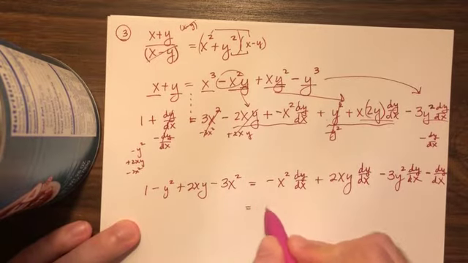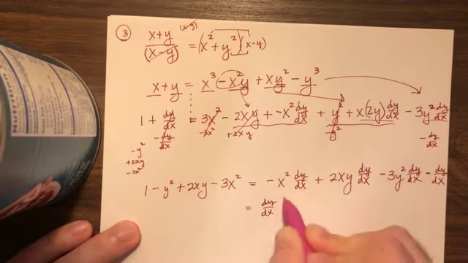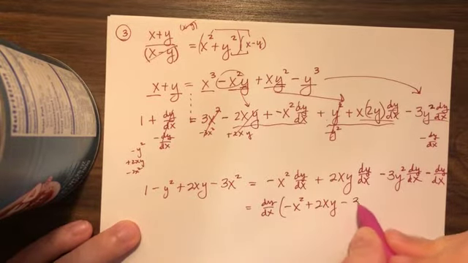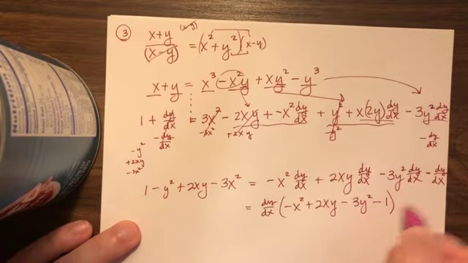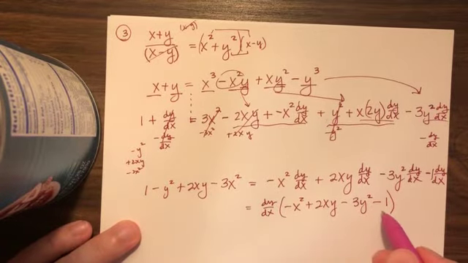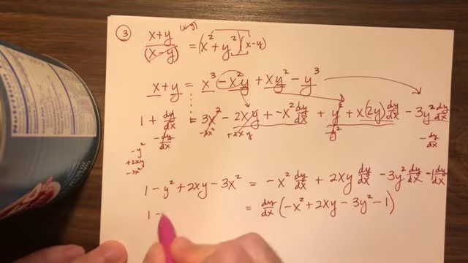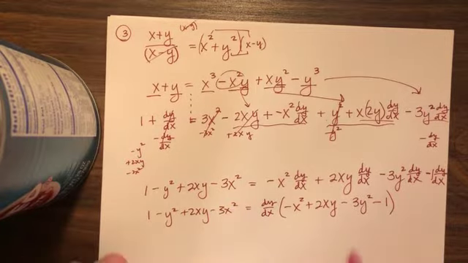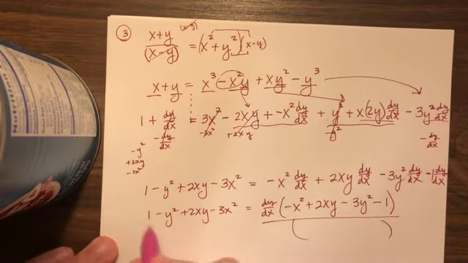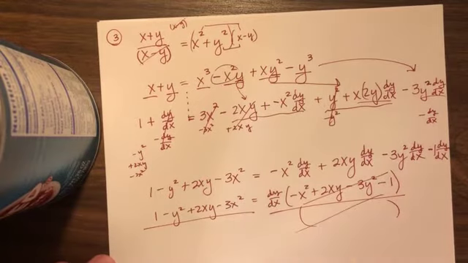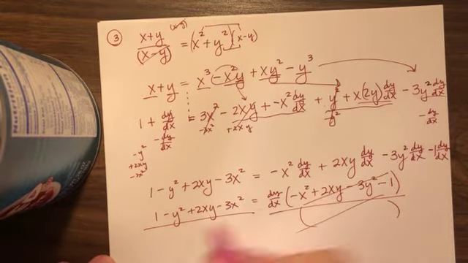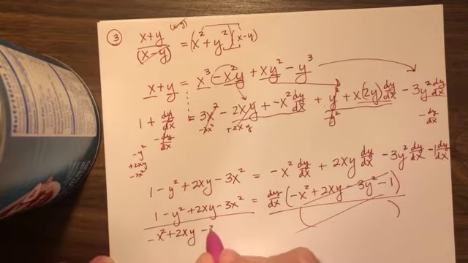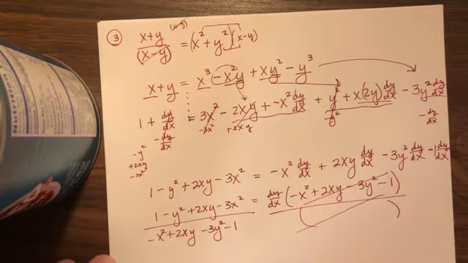Now, the dy/dx comes out. dy/dx times negative x squared plus 2xy minus 3y squared minus 1. Don't forget that guy. He's actually in front, so he needs to be there when you pull him out. And then 1 minus y squared plus 2xy minus 3x squared. And then we divide by that big old thing, which I don't want to rewrite underneath it because it's just going to cancel anyway. And then this is going to be negative x squared plus 2xy minus 3y squared minus 1.